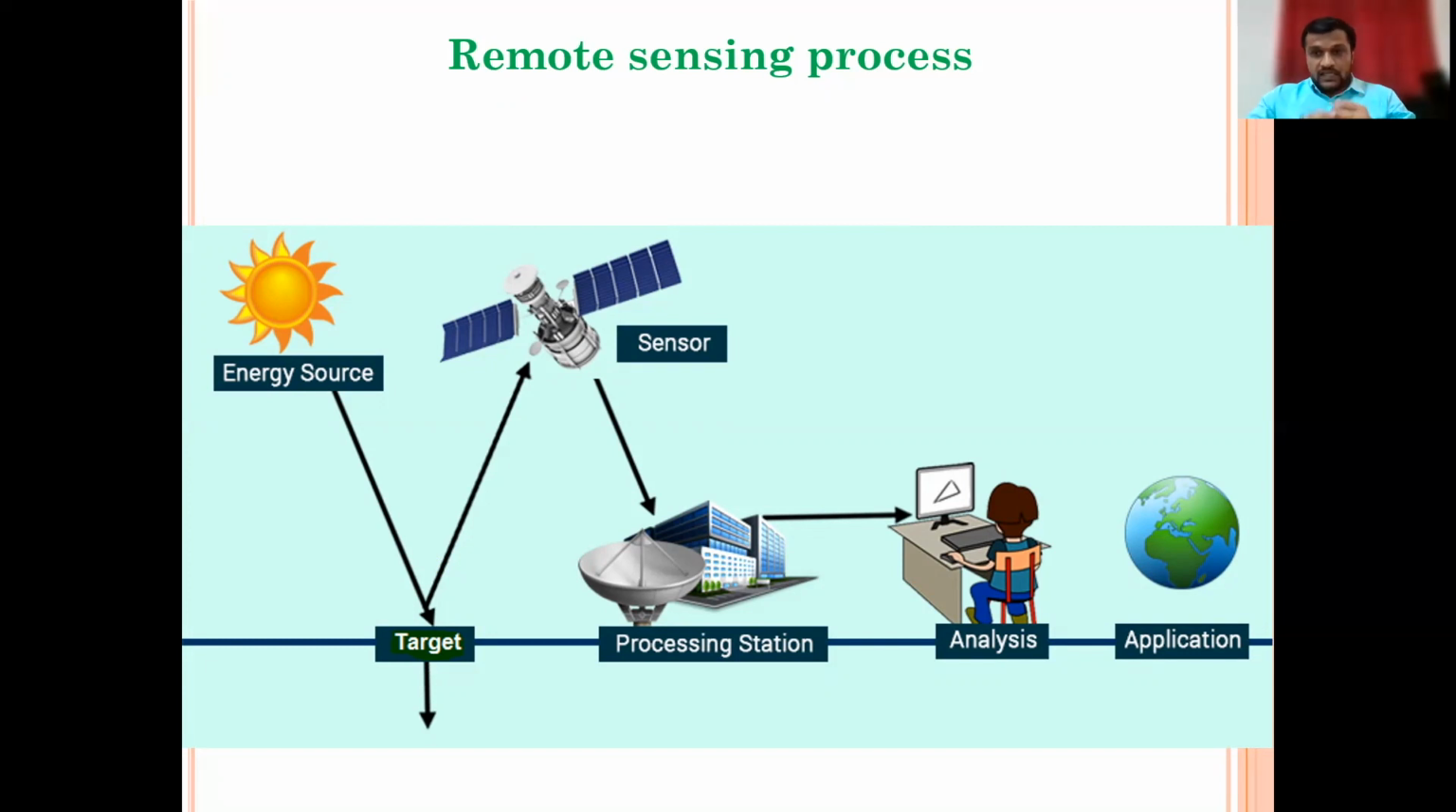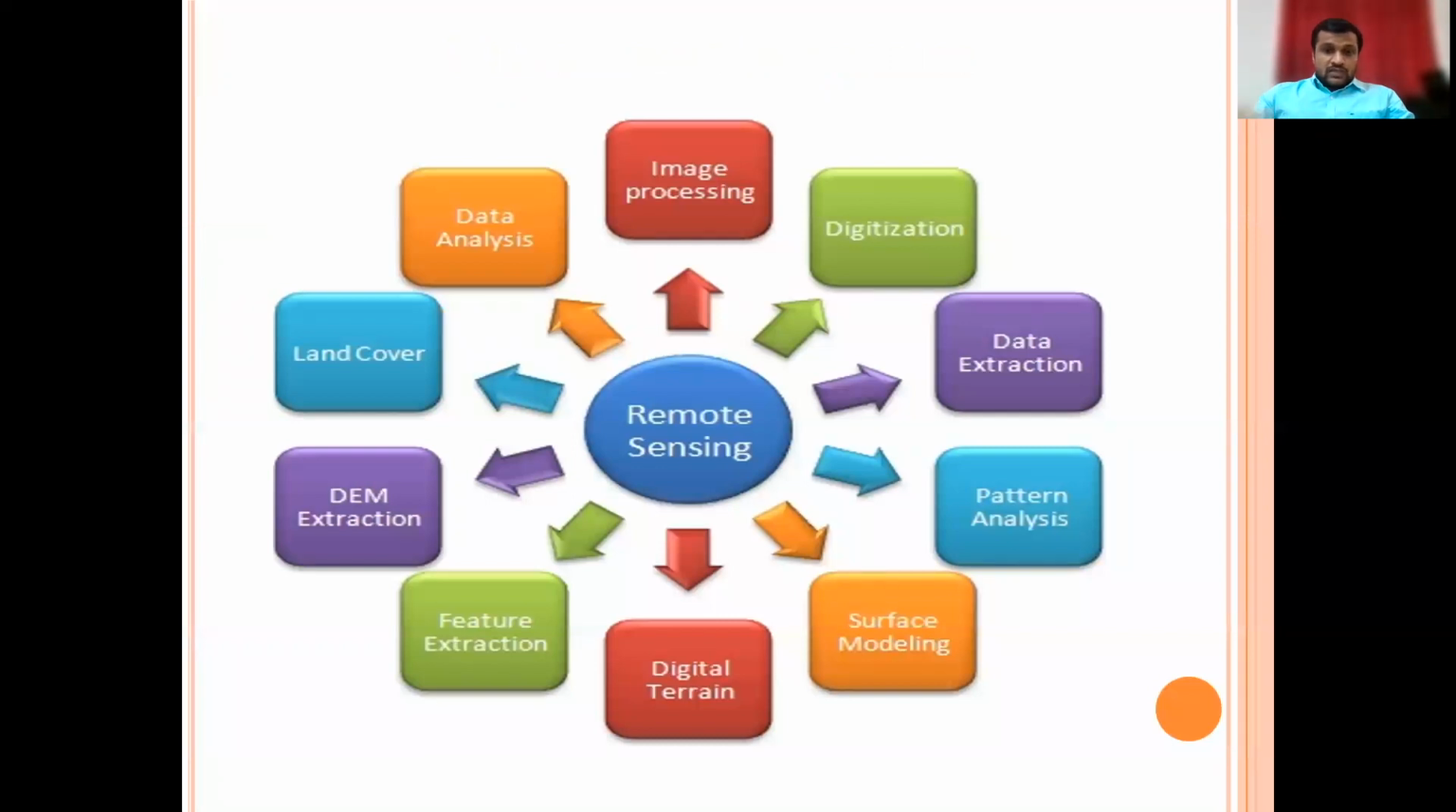The reflected energy captured by the sensor will be processed in terms of some images that can be used for further analysis, for different applications like forestry, agriculture, water resource management, natural resource management, and monitoring of different earth resources. So remote sensing has wider application. It can be used for image processing, digitalization, then data extraction, and pattern analysis.